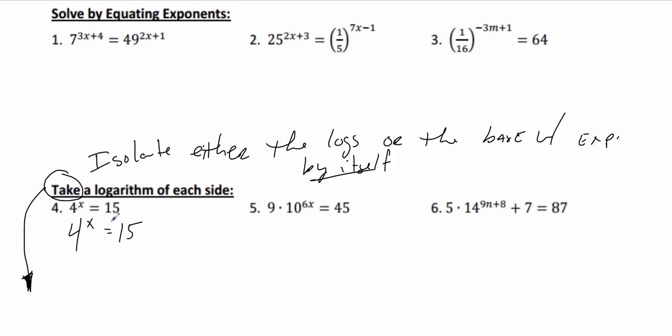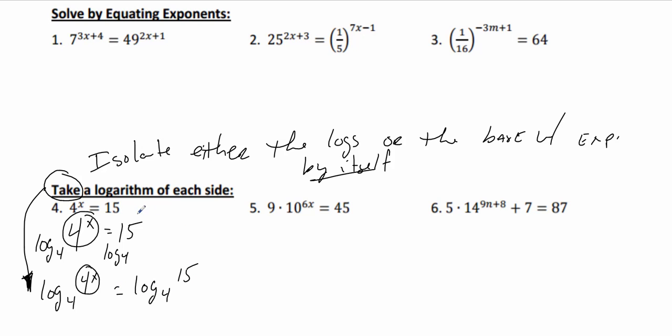Now how do I solve it? Well, I know the base is 4. So what I'm going to do is introduce a log base 4 to both sides. So this is how I'm going to write it. Log base 4 of 4 to the x, this is my original expression, equals log base 4 of 15. Again, the 15 is my original expression.